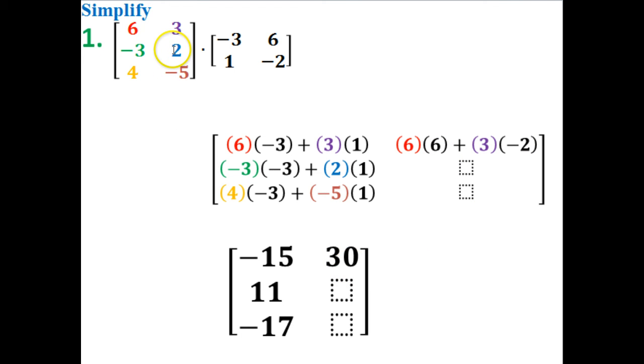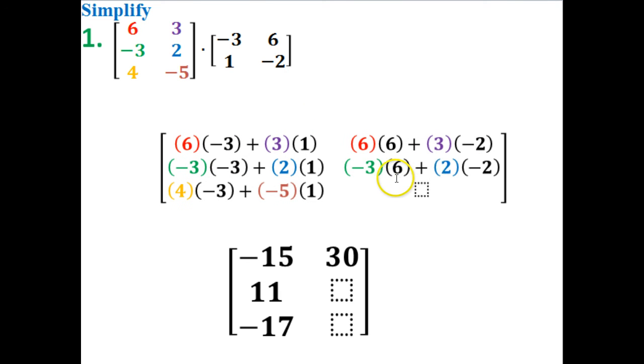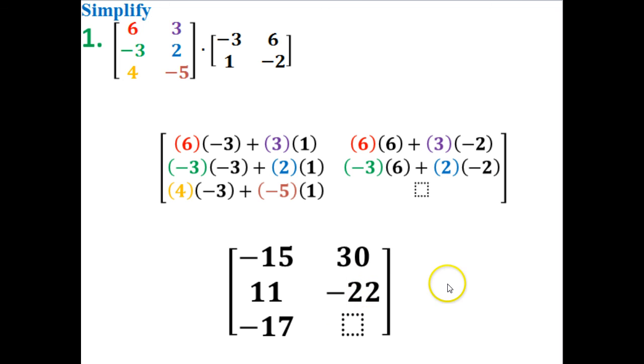Next, negative 3 and 2: I'm going to multiply that straight across here. Negative 3 times 6 plus 2 times negative 2. This would be a negative 18 and a negative 4, which would give me a negative 22, and I'll write that answer in here.